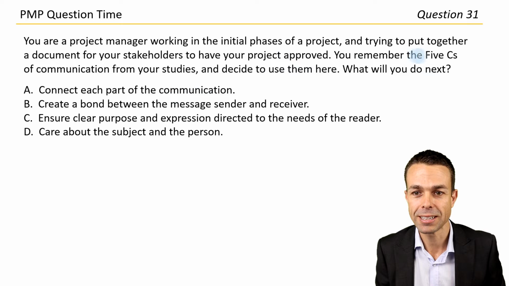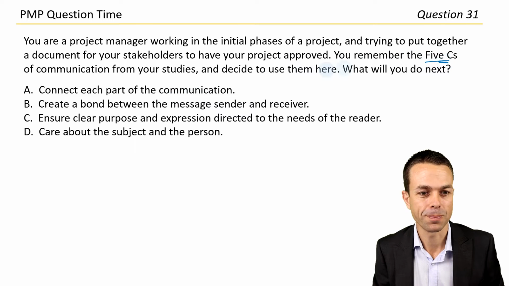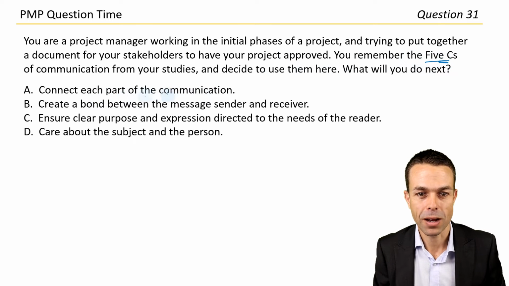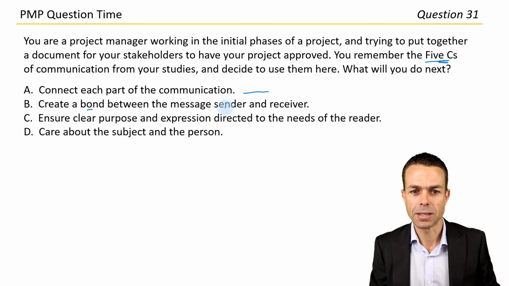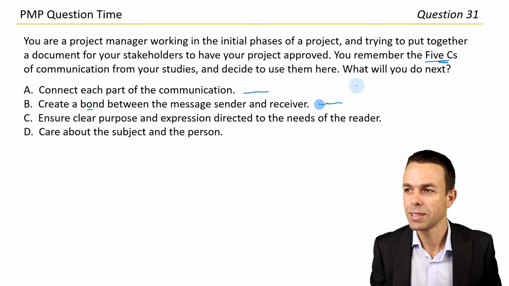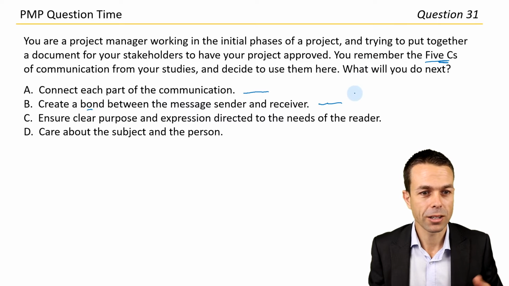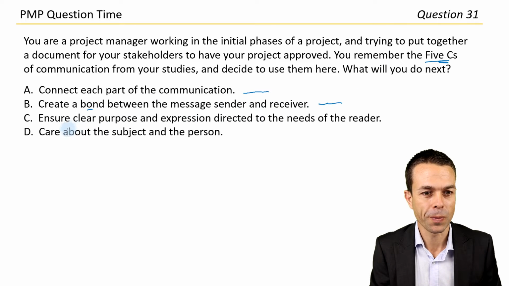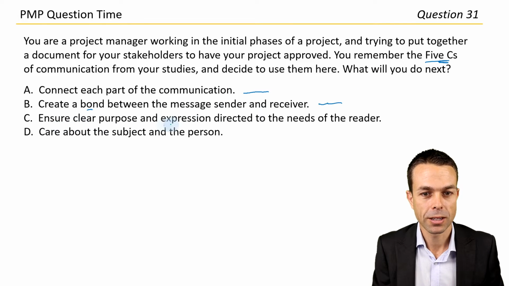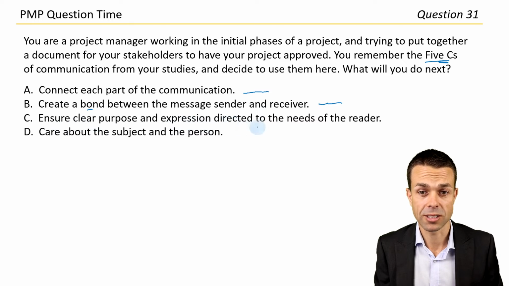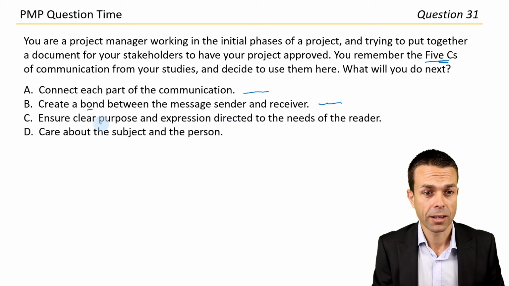Okay, so the 5 C's. This should be pretty straightforward. Connect each part of the communication. Create a bond between the message sender and receiver. Usually it's like clear and concise. Oh, here we go. Ensure clear purpose and expression directed to the needs of the reader. Clear purpose, that could be good. And care about the subject and the person.